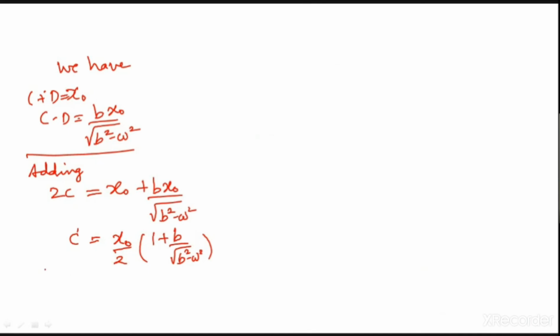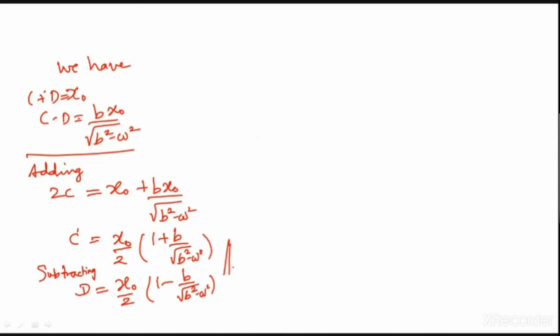Similarly, you can check by subtracting, you get d. You can check this by yourself. It is 1 minus, instead of plus it becomes minus, b by root of b square minus omega square. We got c and d.